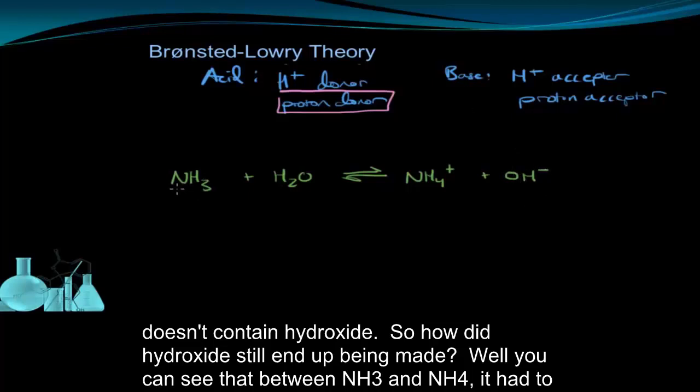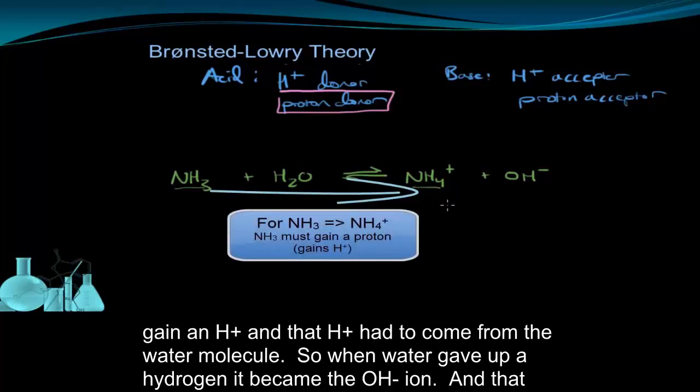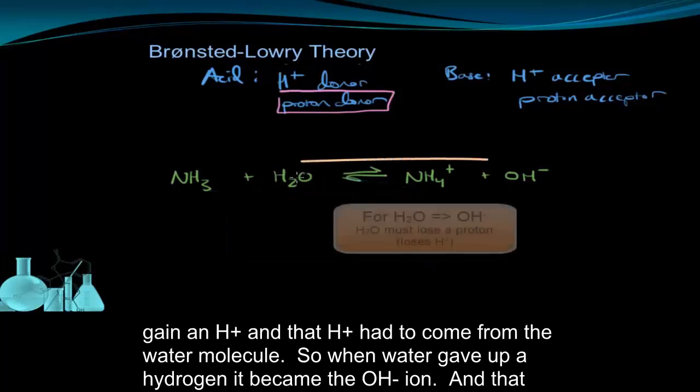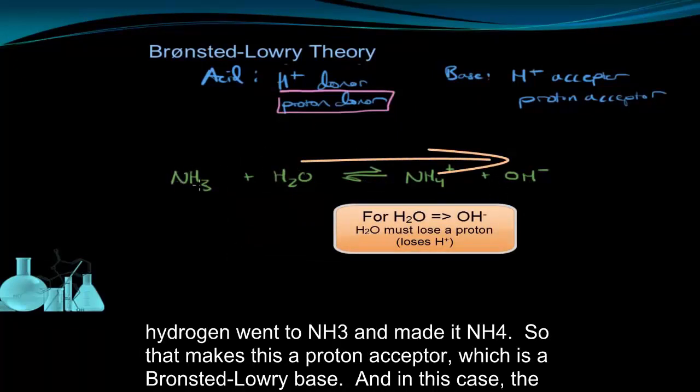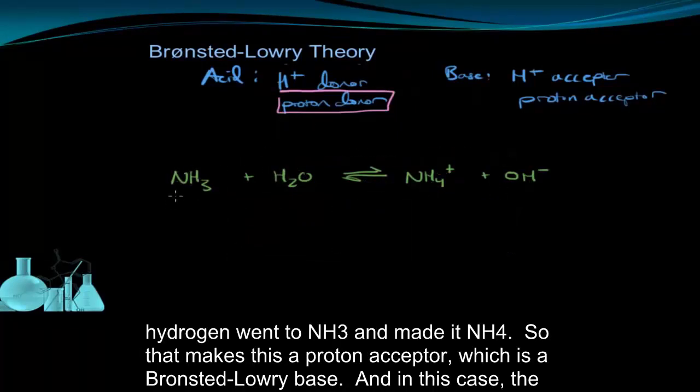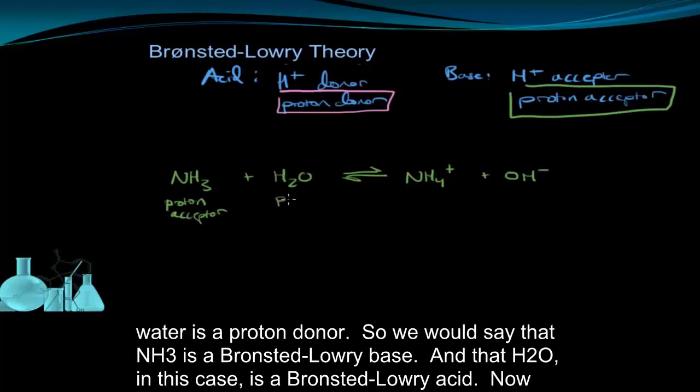Well, you can see that between NH3 and NH4, it had to gain an H+. And that H+ had to come from the water molecule. So when water gave up a hydrogen, it became the OH- ion, and that hydrogen went to NH3 and made it NH4. So that makes this a proton acceptor, which is a Bronsted-Lowry base. And in this case, the water is a proton donor. So we would say that NH3 is a Bronsted-Lowry base, and that H2O in this case is a Bronsted-Lowry acid.